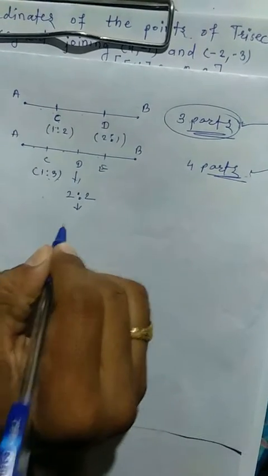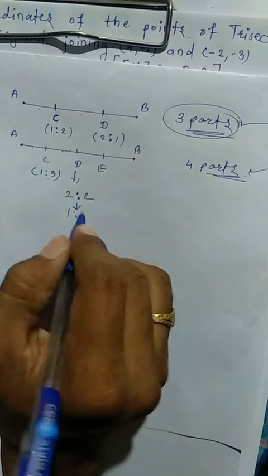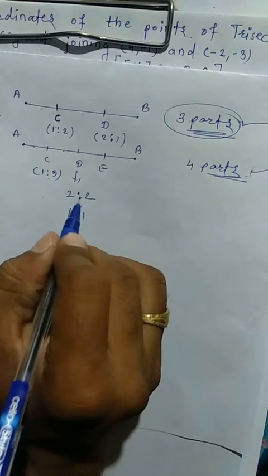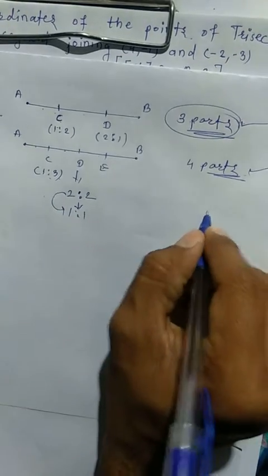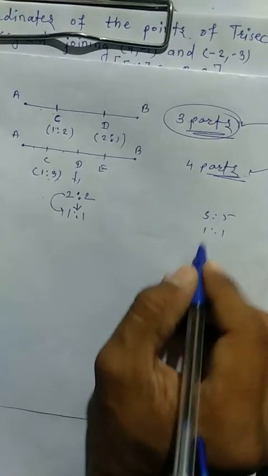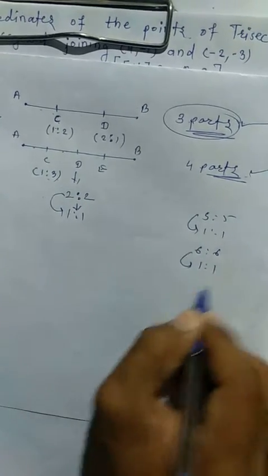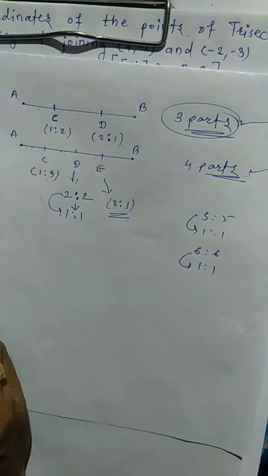And what else can we call 2:2? 1:1. We can also say the 2:2 ratio as 1:1. Whenever there is the same value on both sides of the ratio symbol, that ratio we can also write as 1:1. Suppose 5:5 is there, that is also equal to 1:1. 6:6 we can also write as 1:1, like this. For point E, what is the ratio? For point E, the ratio is 3:1, and so on. It depends on how many parts the line gets divided into.